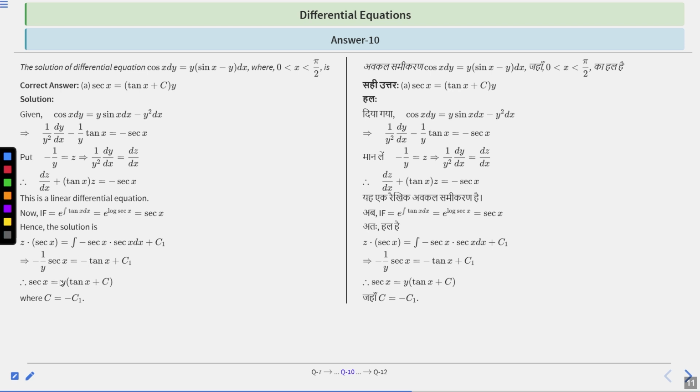Now, which is equal to -(1/y) sec x = integration of sec²x, which is basically tan x. Therefore, it is -tan x + c1. Therefore, sec x = y tan x + c, where c = -c1. Therefore, the solution of the differential equation is sec x = (tan x + c) y. Option A is the right choice. Got it? Option A is the right choice.